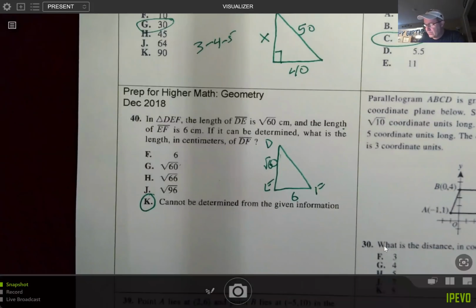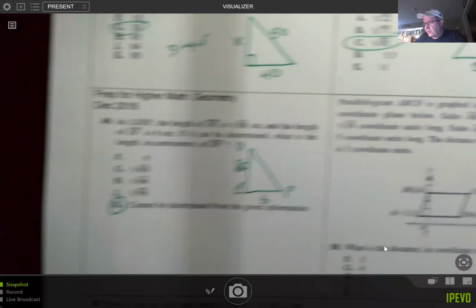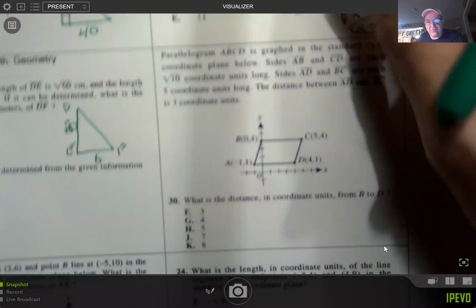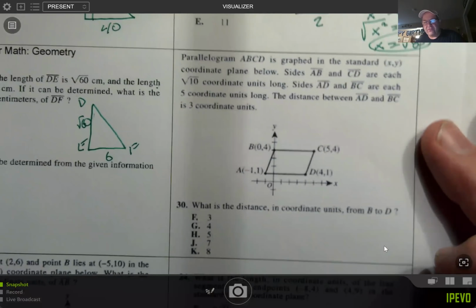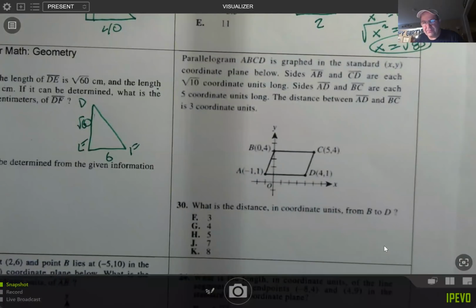Okay. Now, I know a lot of people do like to use the distance formula. I'm trying to cure you of the distance formula. I don't want you to do it. Do Pythagorean theorem instead. This question right here.